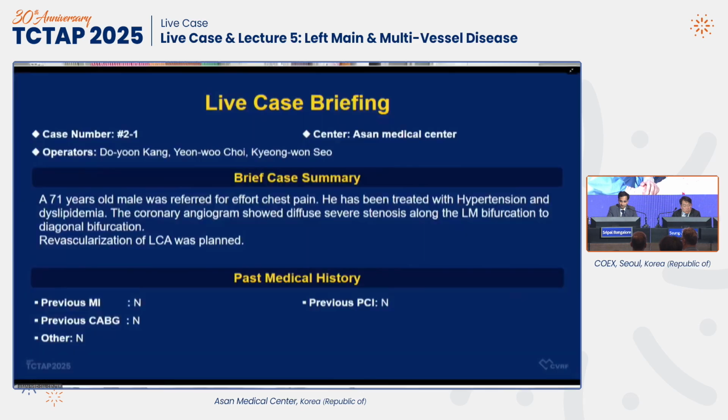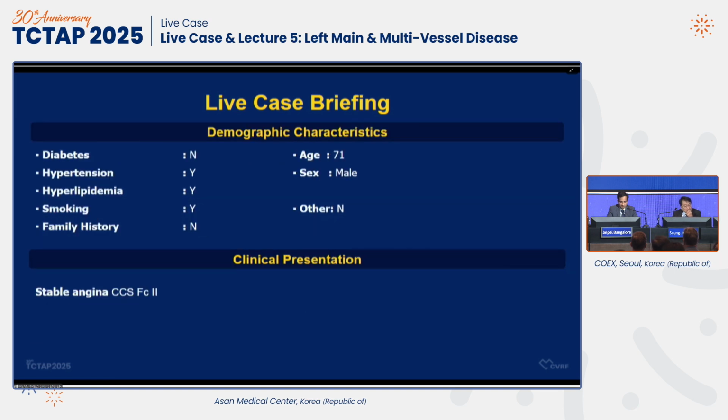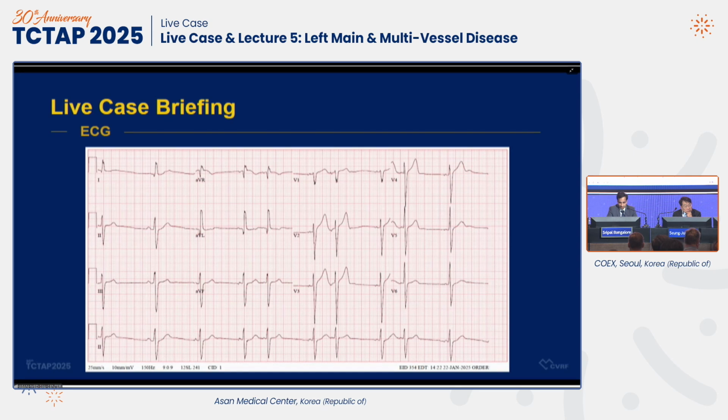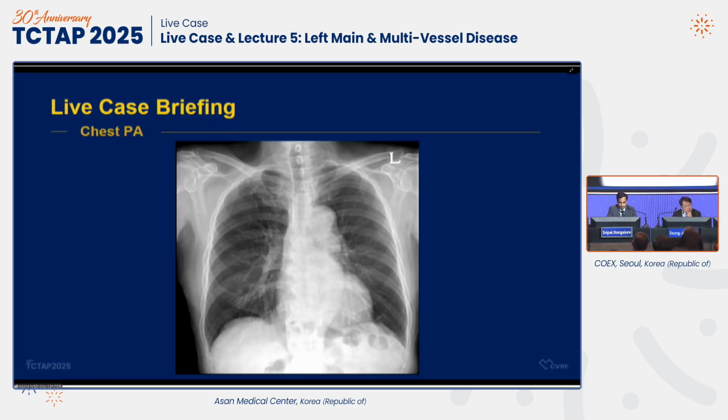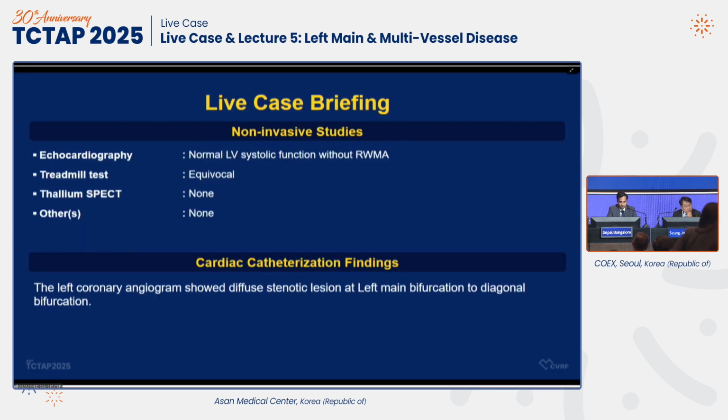Let me introduce this case. A 71 year old male patient was referred for effort chest pain, and he had no past medical history. He had hypertension and dyslipidemia, and clinical presentation was stable angina, functional class 2. The electrocardiogram shows frequent APC, and the chest X-ray was normal. Echocardiography shows normal systolic function without regional wall motion abnormality, and the treadmill test was equivocal.